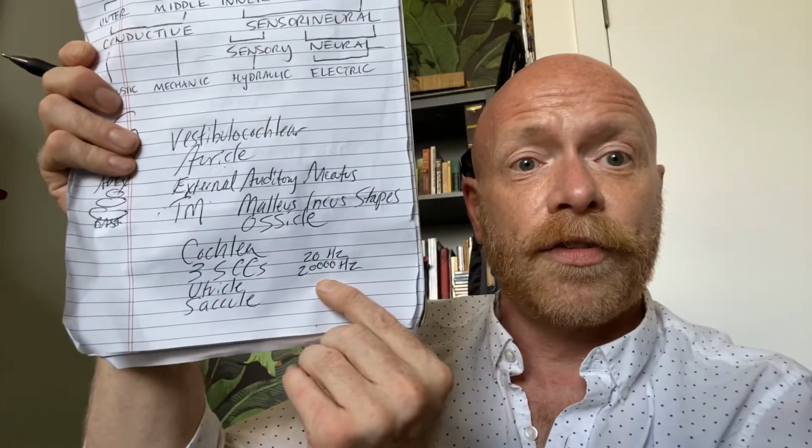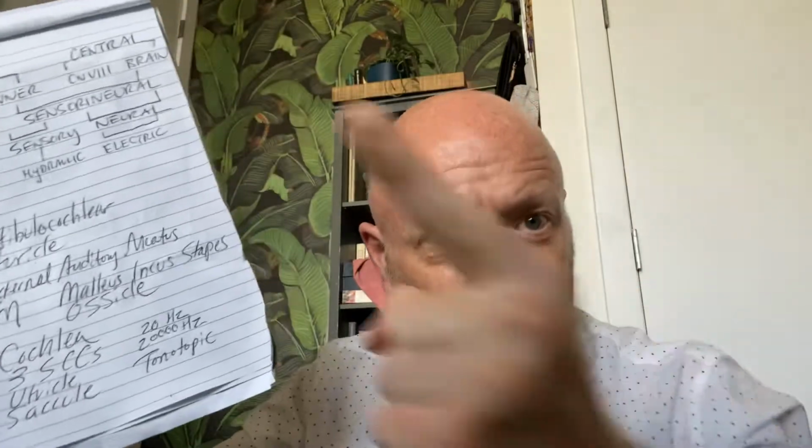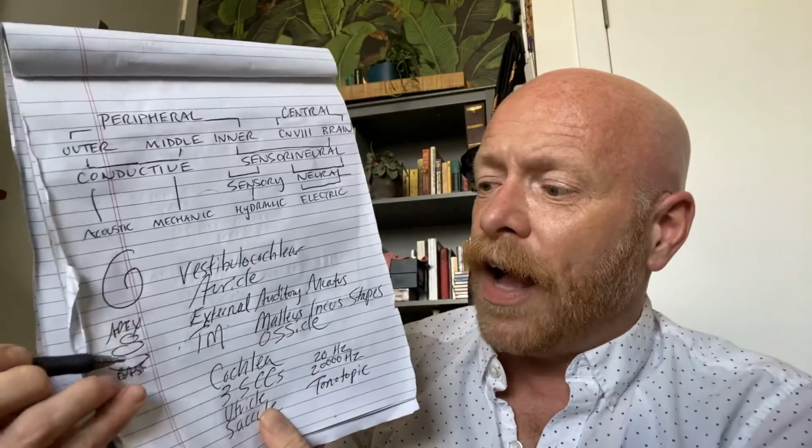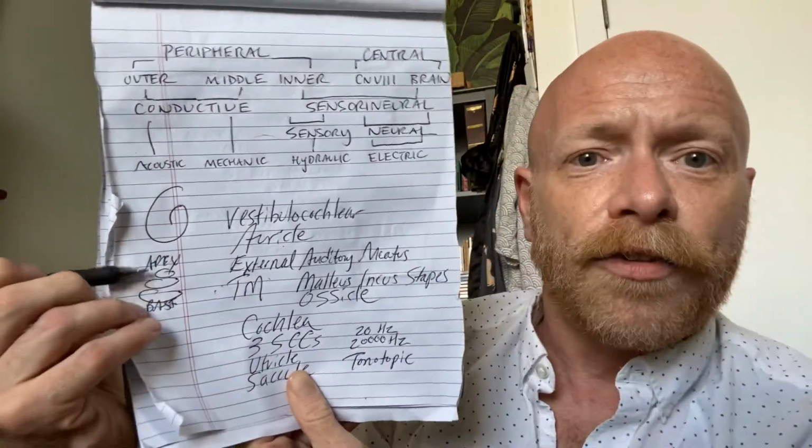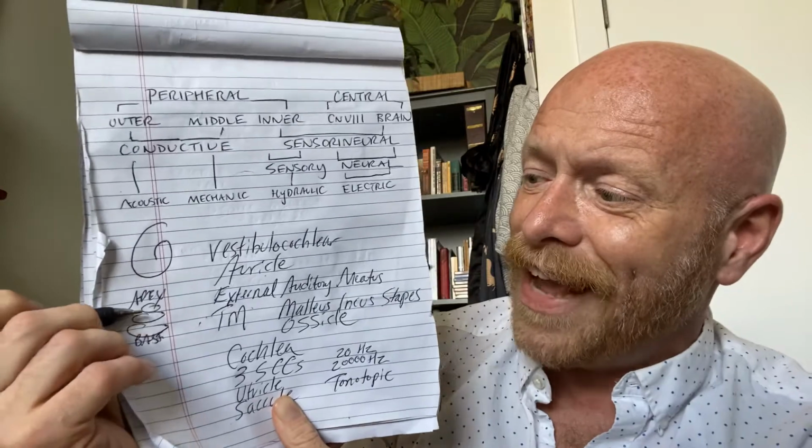frequency-specific hair cells that are coded to pick up frequencies from 20 hertz to 20,000 hertz. The cochlea is tonotopic, meaning that there is a space along those 2.5 turns that corresponds with each of those frequencies: 20 hertz, 21 hertz, 22 hertz, 23 hertz, et cetera. When you flip it on its side, it sort of looks a little bit like a soft serve ice cream cone, base to apex.